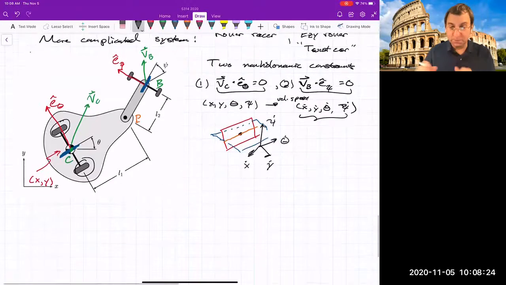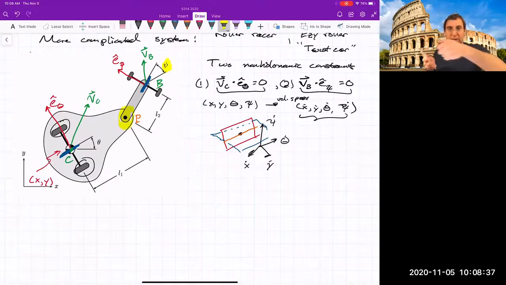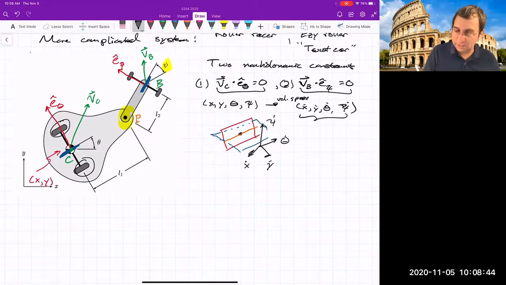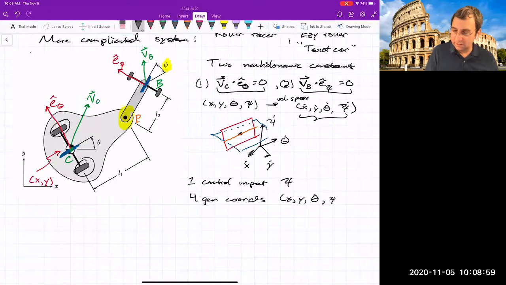Typically, the way it's controlled is that you directly control this phi or psi angle. So there's usually a steering wheel attached to the pivot, and you're able to change this psi angle. So it's an interesting control problem because there's one control input, and it's direct control of psi. But then there are 4 generalized coordinates, right? X, Y, theta, and psi.